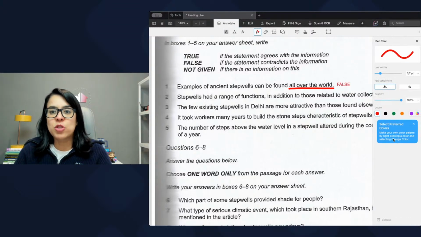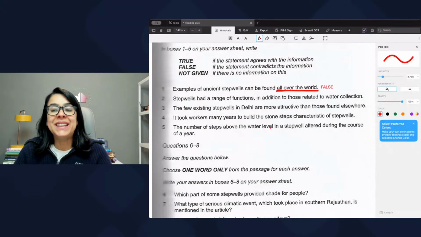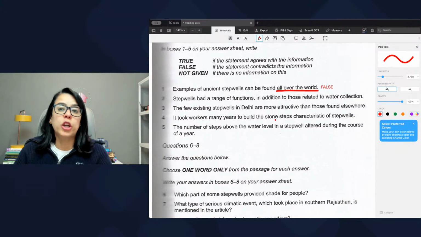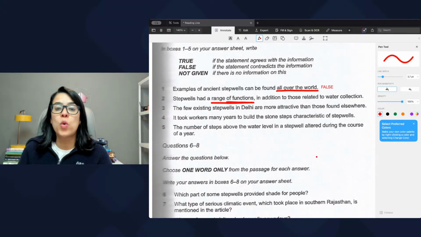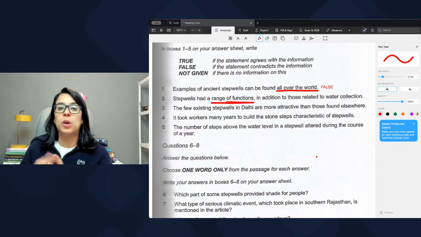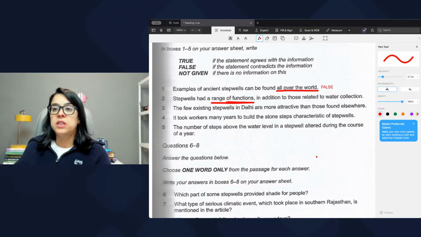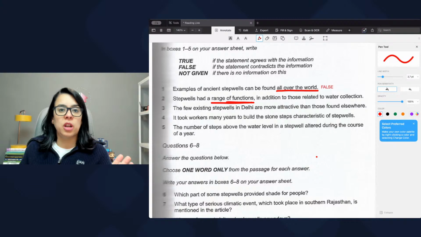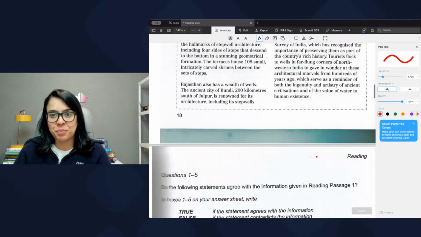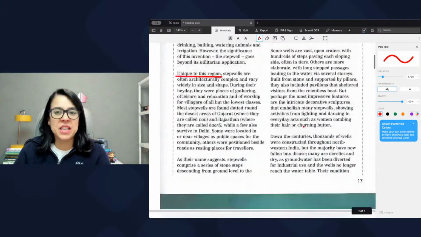Let's see what we have to highlight here. Stepwells had a range of functions in addition to those related to water collection. So I think I'm going to underline functions, range of functions. So instead of just focusing on the word functions, I can think about what they were used for. They were used to collect water, as they say here, and other stuff, or no, they were only used for water collection. So let's take a look at the text.